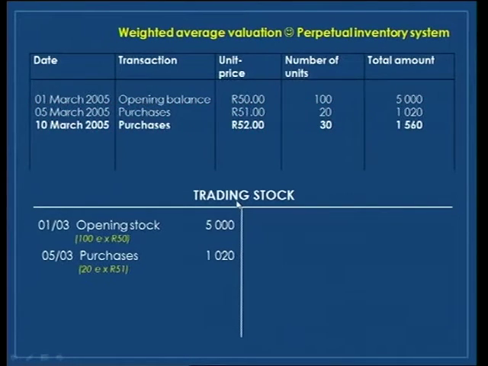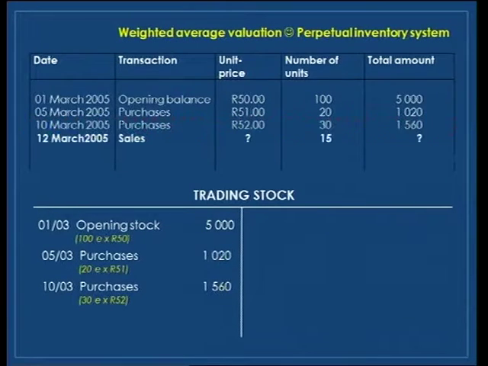Okay, then there was purchases again. 30 units for 1560, also on the debit side. Okay, now, what happens now? Sales of 15 units. Now remember, what did we say? If it's perpetual, you need to calculate cost of sales every time that sales takes place.